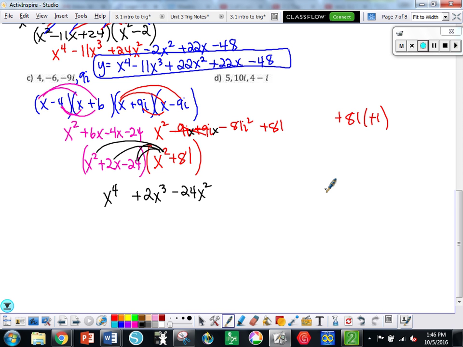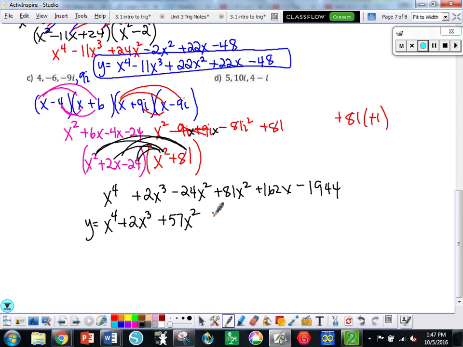Okay, looking at the 81, do it again. 81 times x squared, 81x squared. 81 times the 2x, 162. And then 81 times 24, I have no idea. 1,944. So what's my final answer? y equals x to the 4th plus 2x cubed. Then what? Plus 57x squared plus 162x minus 1944.